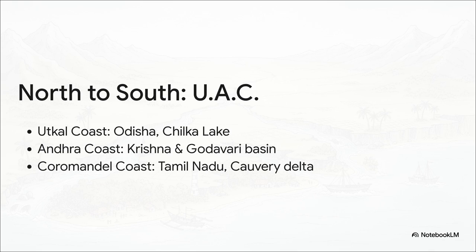Now, how do we remember the sequence from north to south without getting confused in the exam hall? Just remember the mnemonic UAC. U stands for the Utkal coast at the top, mostly covering Odisha and famously home to the massive Chilka Lake. A is for the Andhra coast, right in the middle, defined by the super-rich Krishna and Godavari river basins. And C is the Coromandel coast down south in Tamil Nadu, known for the vast Kaveri delta. Just remember UAC and your north to south alignment is perfectly sorted.